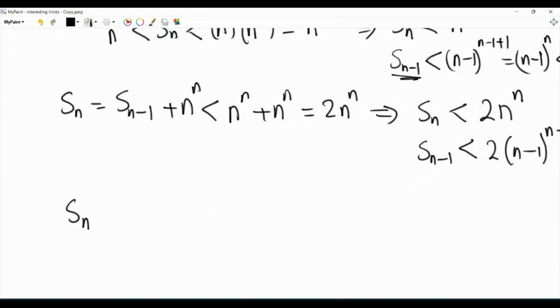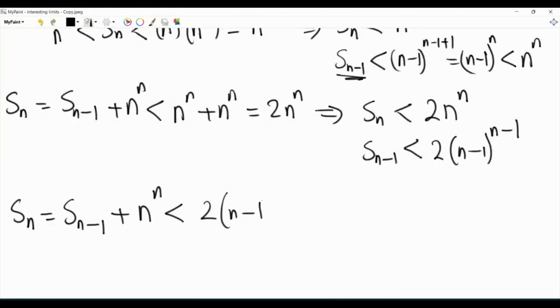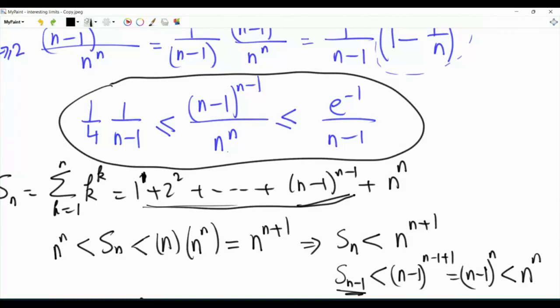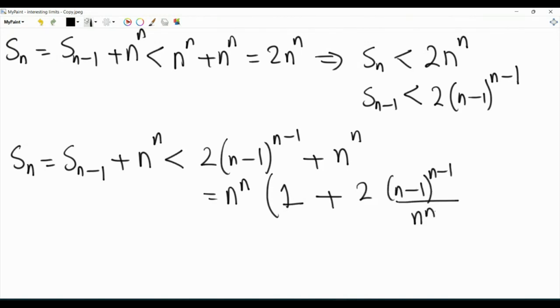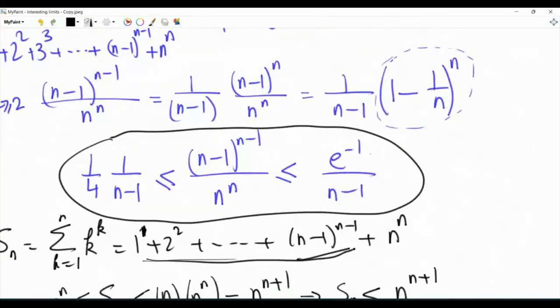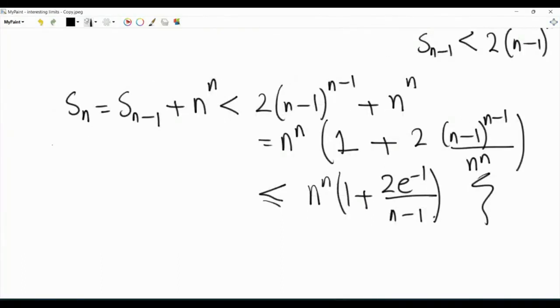Now go back to Sn. Sn is equal to Sn minus 1 plus n to the power n. Now let's use our more refined upper bound. So this is less than 2 times (n-1) to the power n minus 1 plus n to the power n. We can take n to the power n as a common factor, and then we have 1 plus 2 times (n-1)^(n-1) over n^n. This is the ratio that we have previously investigated. So this is less than or equal to n to the n times 1 plus 2 e^(-1) over n minus 1, using the upper bound. That's an upper bound on Sn.